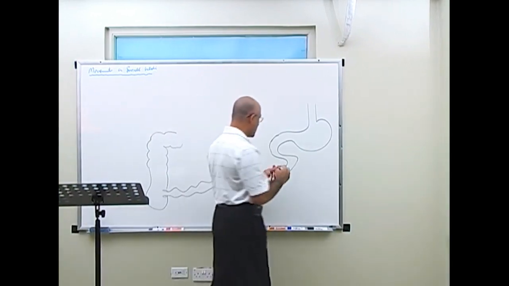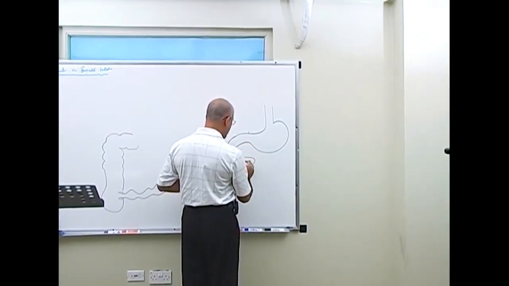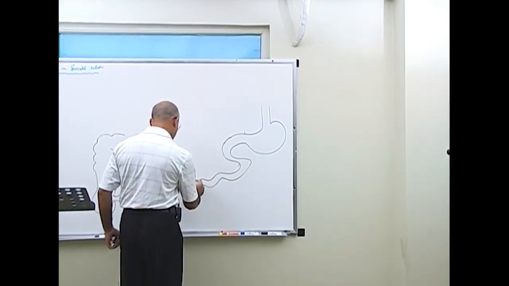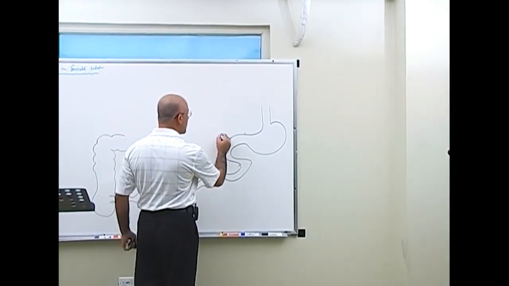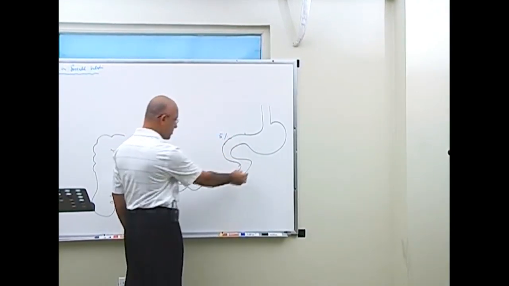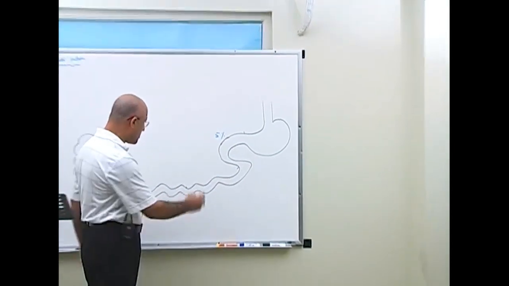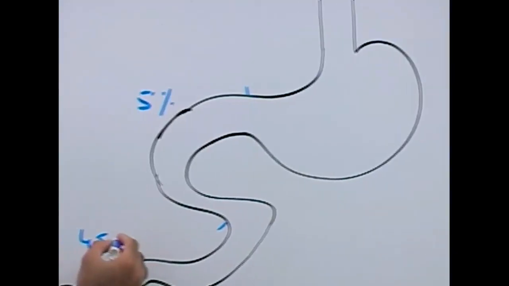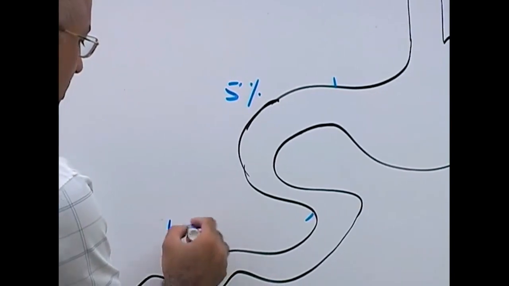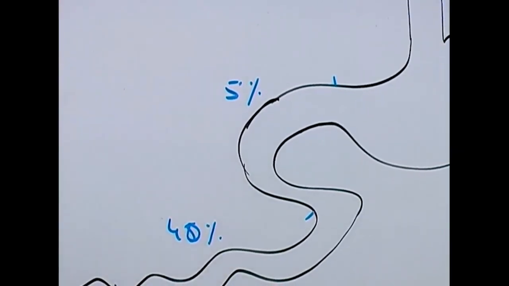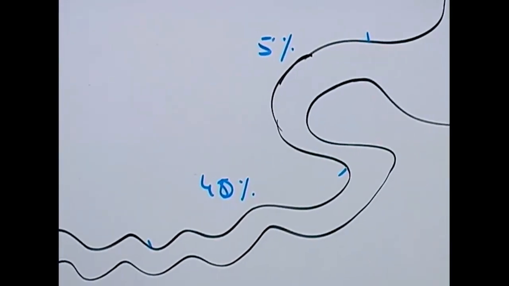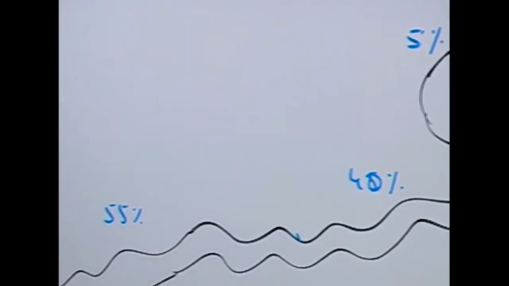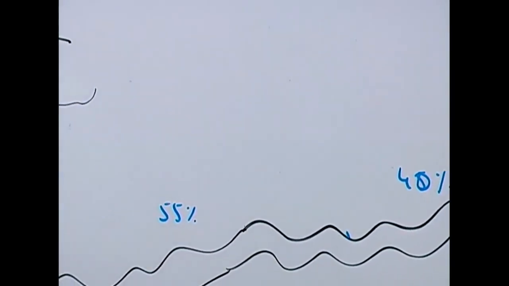Now, here we have the duodenum from here up to here. Here is the jejunum. About 5% of the small intestine is the duodenum. About 40% is jejunum, and about 55% is ileum. Right? Now we are going to talk about the movements.